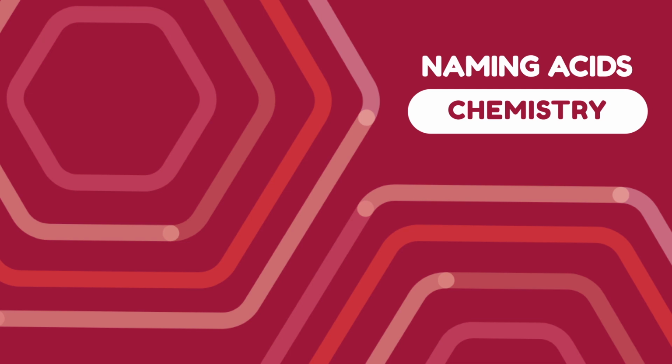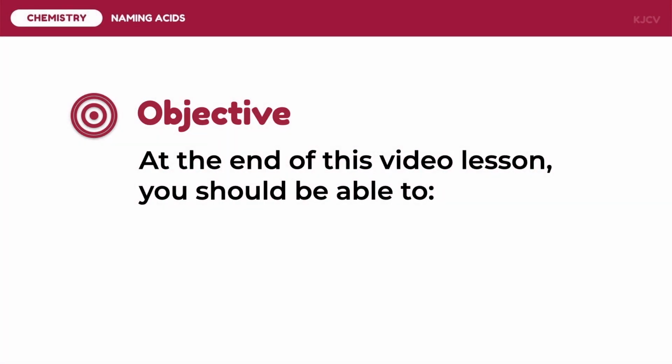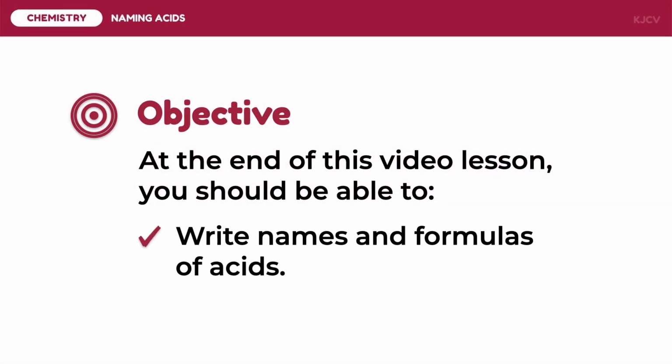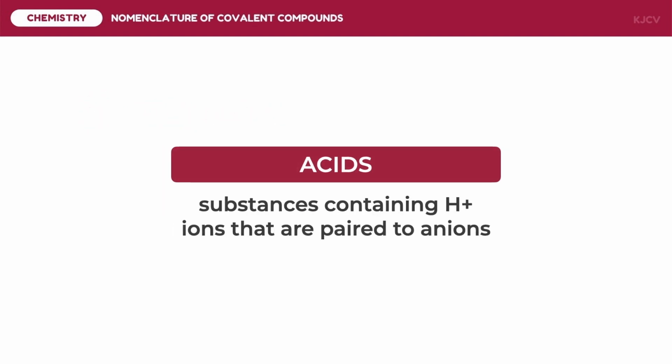In this lesson, we're going to discuss naming acids. At the end of this video lesson, you should be able to write names and formulas of acids. Acids are substances containing hydrogen ions that are paired to anions.